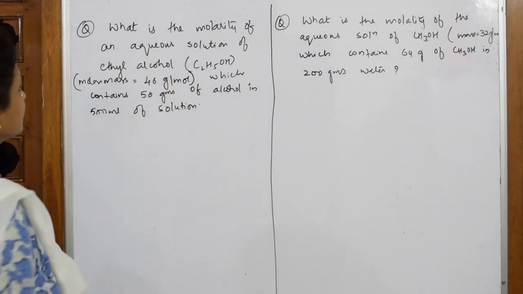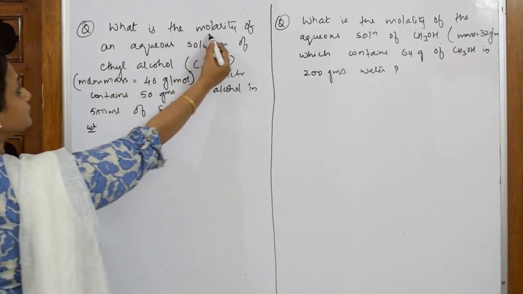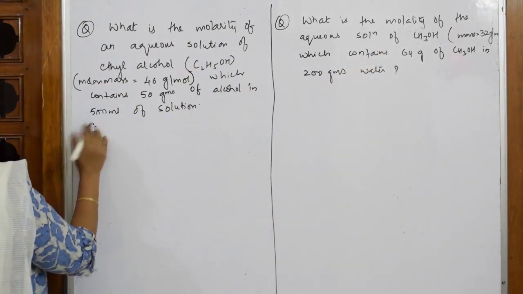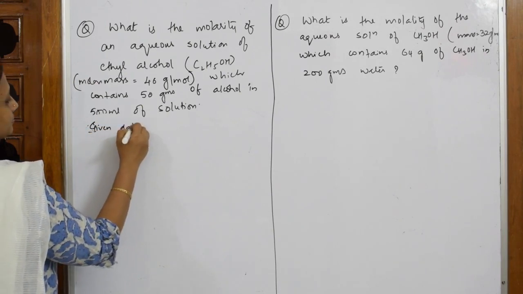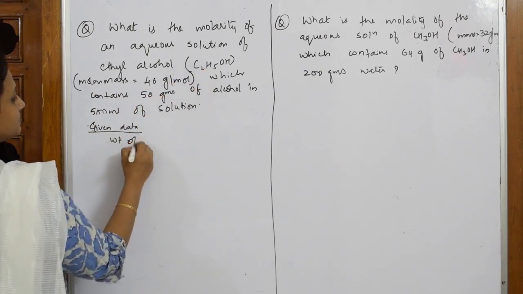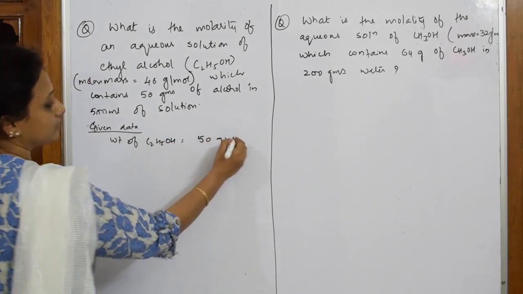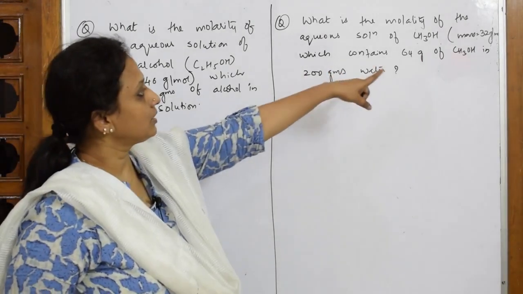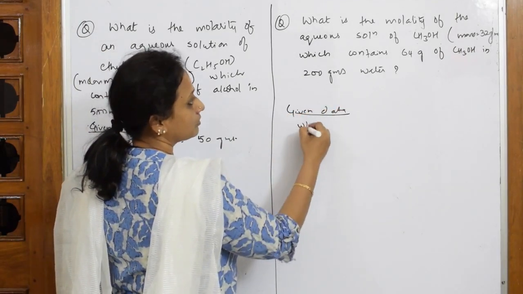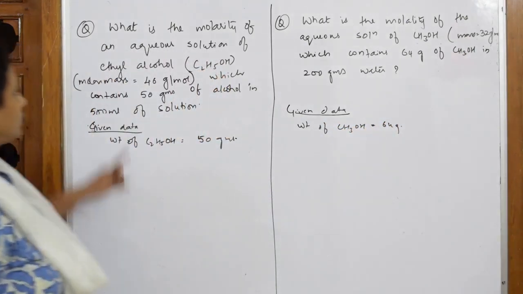That's the reason I've taken this numerical. Let's see. First of all, what is given to us? I have to find out molarity here and molality here. Simple. Now let us write what is given to us. The weight of ethanol is given, 50 grams. The weight of methanol is given, 64 grams.